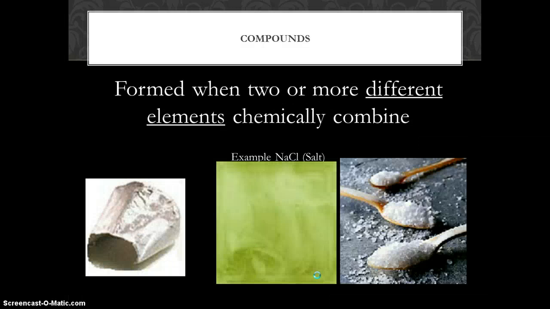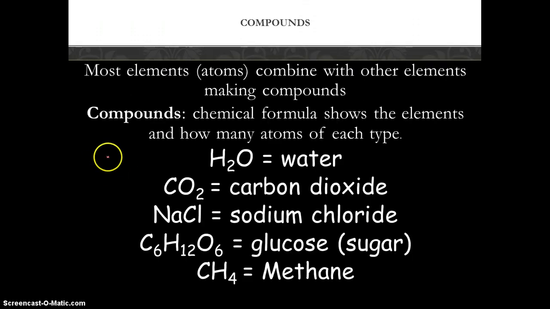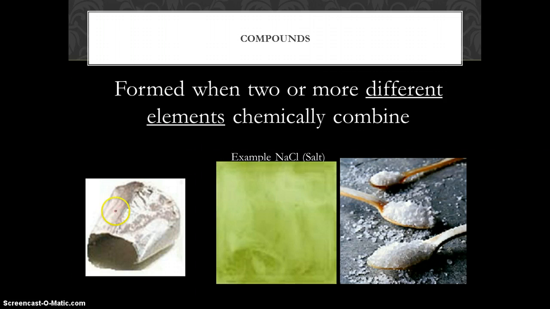Now, compounds are formed when 2 or more different elements chemically combine. So here, for example, you have this metal, and this is sodium, and sodium by itself is very reactive, explosive, and chlorine, this green gas, is very toxic. However, when you combine them and they form an ionic bond, you have this inert substance called salt.